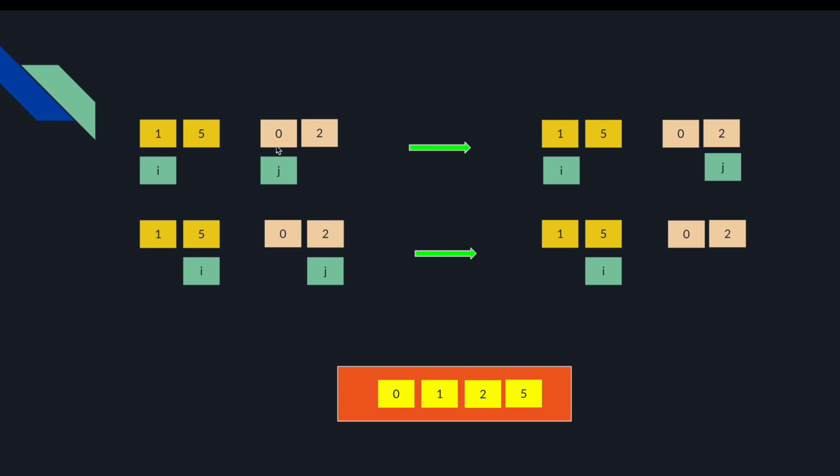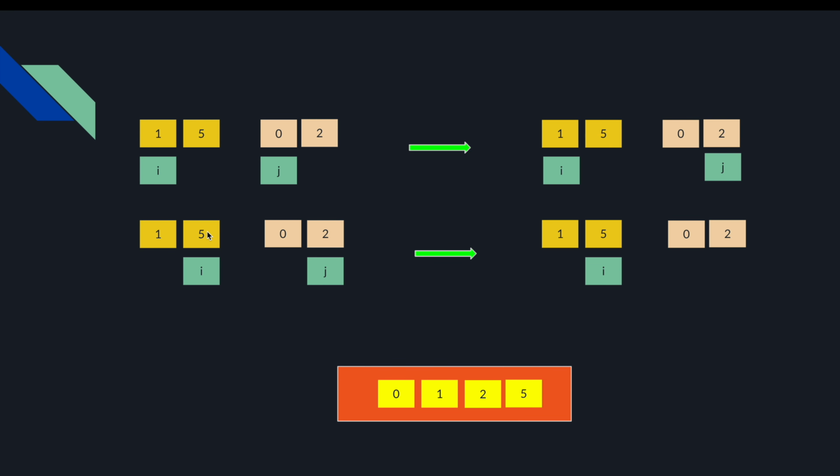Now since 0 is already used, we will move our j pointer to the next element. As you can see here, j is now pointing to the element 2. Now the next step will be comparing 1 with 2. We know 1 is smallest. We will put 1 in our output array. Now since 1 is also used, we will move our i pointer to the next element, that is 5.